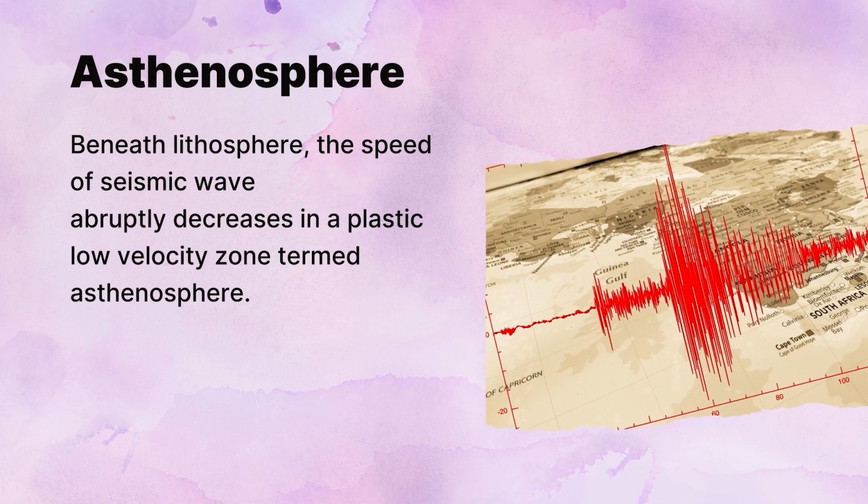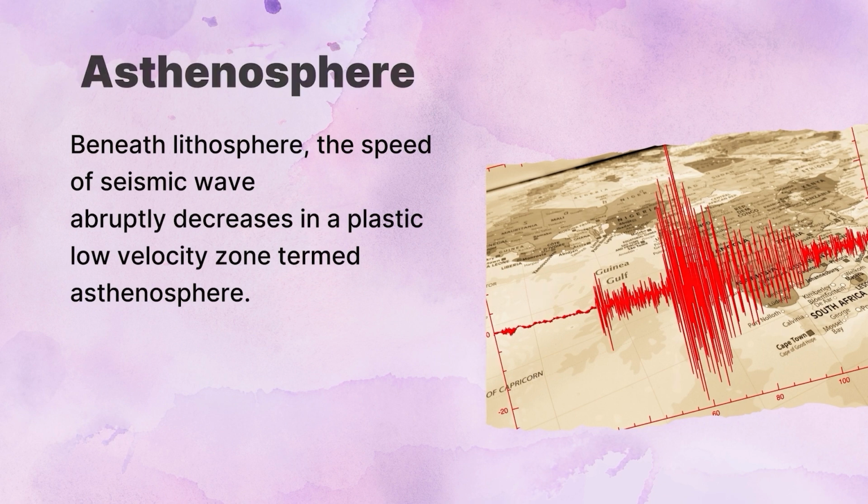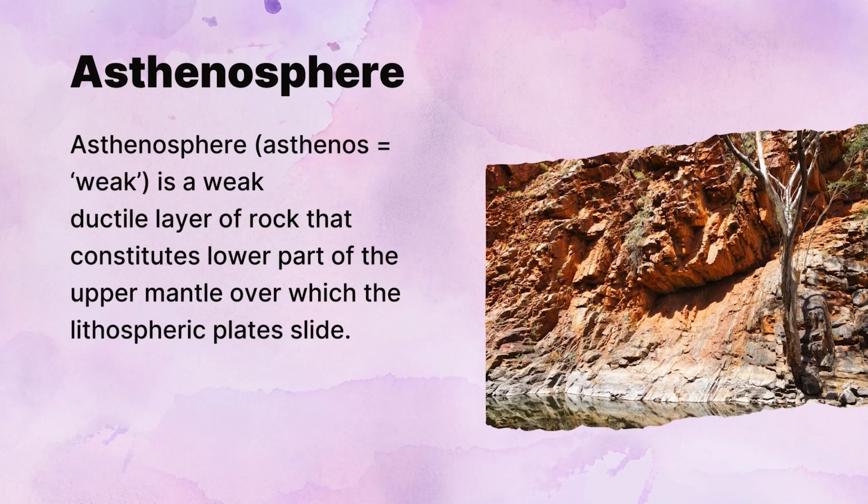Then the asthenosphere: beneath the lithosphere, the speed of seismic waves abruptly decreases in a plastic low velocity zone termed the asthenosphere. The asthenosphere can be identified by low velocity of the seismic waves. Asthenos means weak; it is a weak ductile layer of rock that constitutes the lower part of the upper mantle over which the lithosphere plates slide.